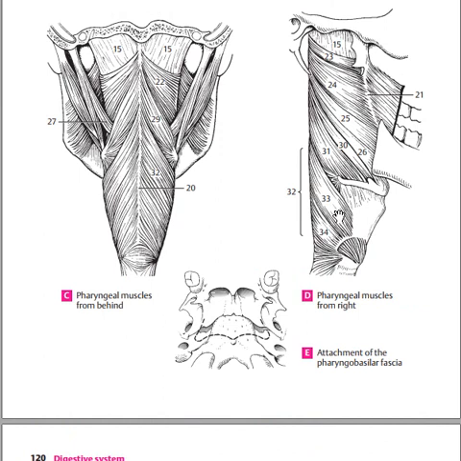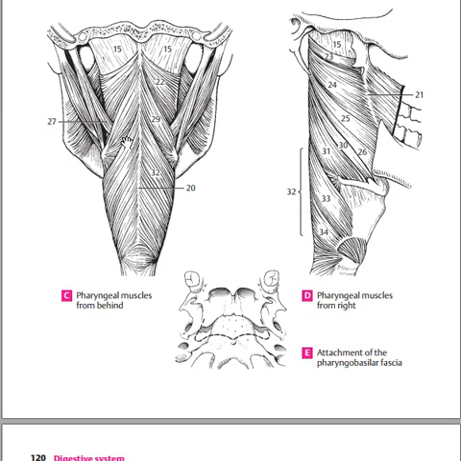Now, apart from these constrictors, we have the longitudinal muscles. There are three major longitudinal muscles. Here, as you can see, is the styloid process. Connecting the styloid process to the pharynx is going to be the stylopharyngeus muscle. So number 27 is going to be called the stylopharyngeus muscle. You can see it connecting the styloid process to the pharynx.